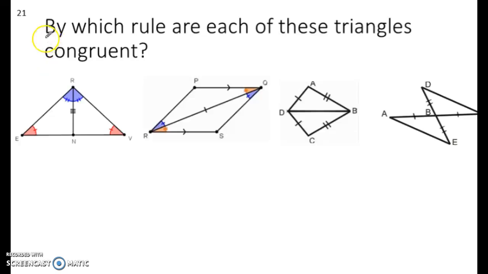By which rule are each of these triangles congruent? Okay, so let's check out this first one. And we're going to look and see what kind of markings we have. This is an angle marking, this one's an angle marking, and this is a side marking.